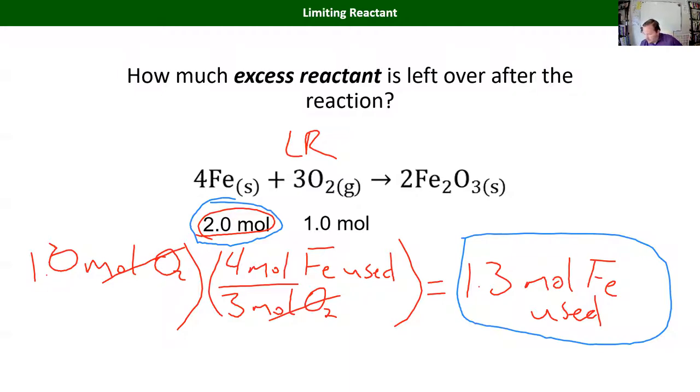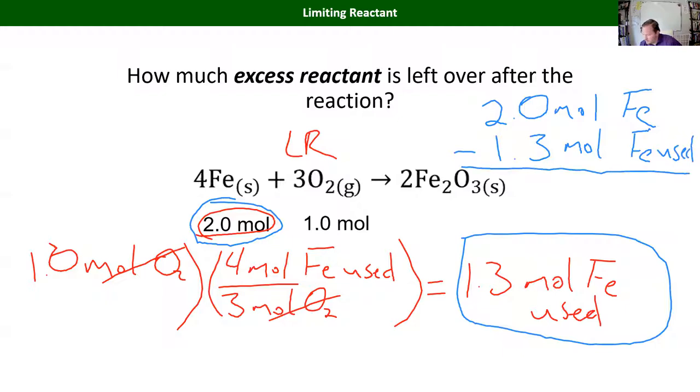So to find our excess, we would have 2.0 moles of iron minus 1.3 moles of iron used, so 0.7 moles of iron left, or excess. That's all excess reactant is: what's left over.